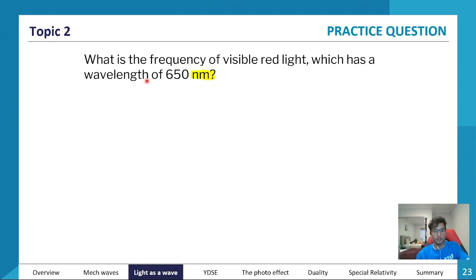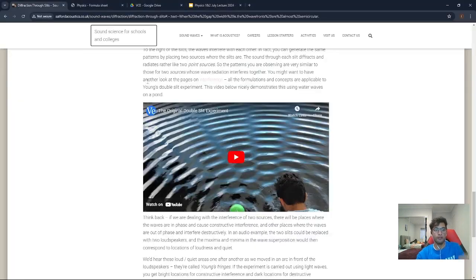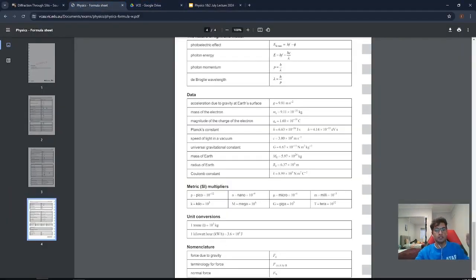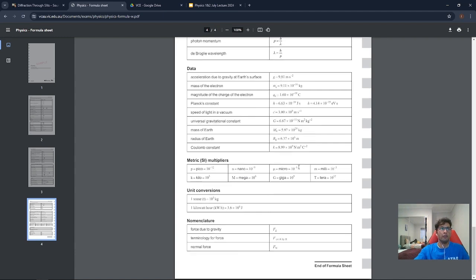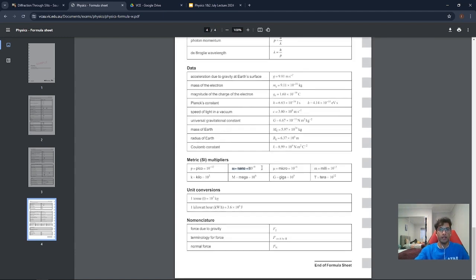And if you often get confused between what each unit is, on the bottom of your cheat sheet there is this section of metric multipliers. It tells us that pico is 10 to the negative 12, nano is 10 to the negative 9, mega is 10 to the 6. So if you've completely forgotten what a nanometer is, you can go to the last page of your formula sheet and see that a nanometer is 10 to the negative 9.